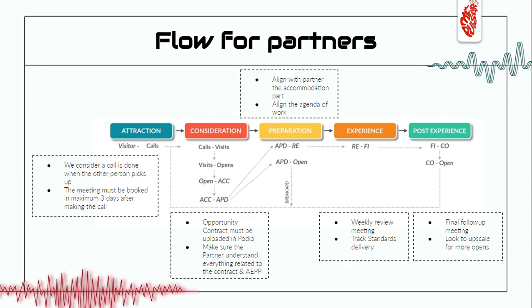As for the preparation, we need to align with the partner on the accommodation part and align the agenda of work. As for the experience, we need to have a weekly review meeting with the partner, and also we need to track the standards delivery of the partners, because we have exchange standards for the youth and we also have standards for the partners. As for the post experience, the main thing to do is a final follow-up meeting. We need to do a final meeting to review the whole experience, how it was, etc., and look to upscale this partnership to have more opens and more work.